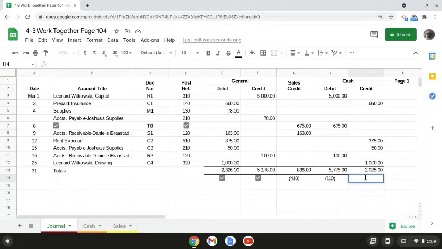The last thing that we're going to do is return back to the journal and put in the account number underneath the total, and the account number for cash is 110. Again, we record the account number in parentheses. Okay, so that was the cash credit column, and it's also the end of the 4-3 work together.